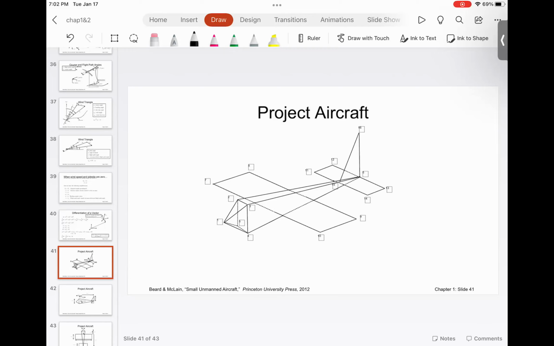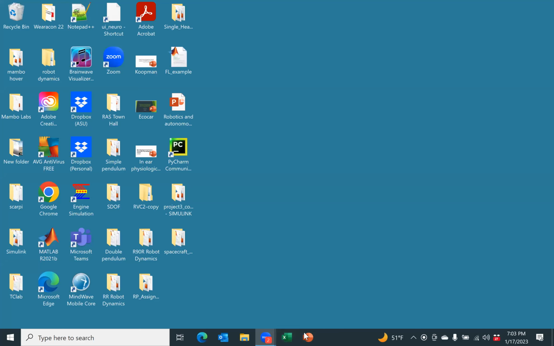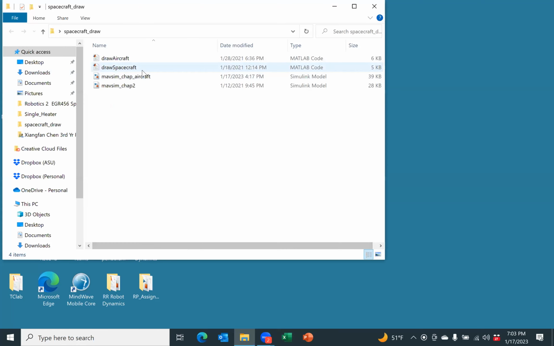So what I'm going to do now is switch to my screen, and I will show you how this would look. I'm going to share my MATLAB screen. So first and foremost, let me show you how this function looks, which is the draw spacecraft. And I will also show you the Simulink code that actually generates this.